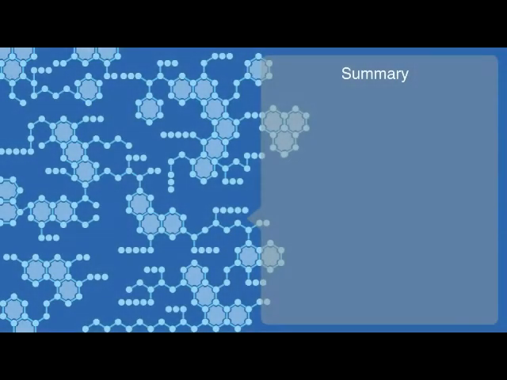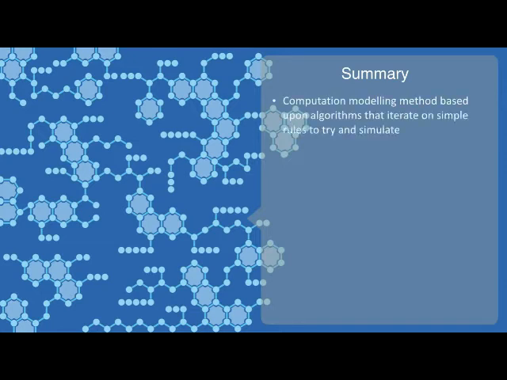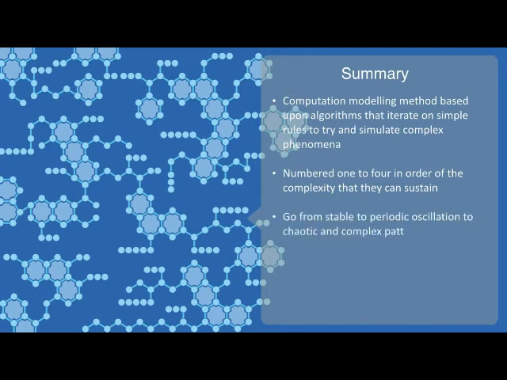We will wrap up then by saying that cellular automata are an alternative computational modeling method based upon algorithms that iterate on simple rules to try and simulate complex phenomena. The primary classification of cellular automata are numbered 1 to 4 in order of the complexity that they can sustain, as they go from stable to periodic oscillation to chaotic and complex patterns of behavior.